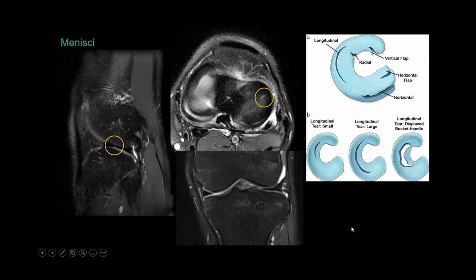Right, so in this case, you have a radial tear, but you can see it on the sagittal as a white area at the inner edge of the meniscus. But on the axial, we can see a fluid cleft within the inner edge of the meniscus. So the axial is very helpful in this case.